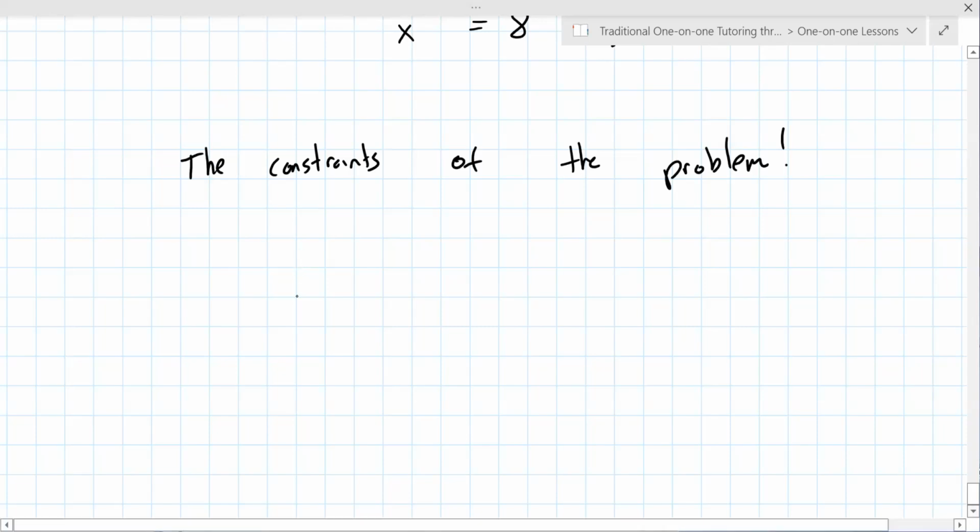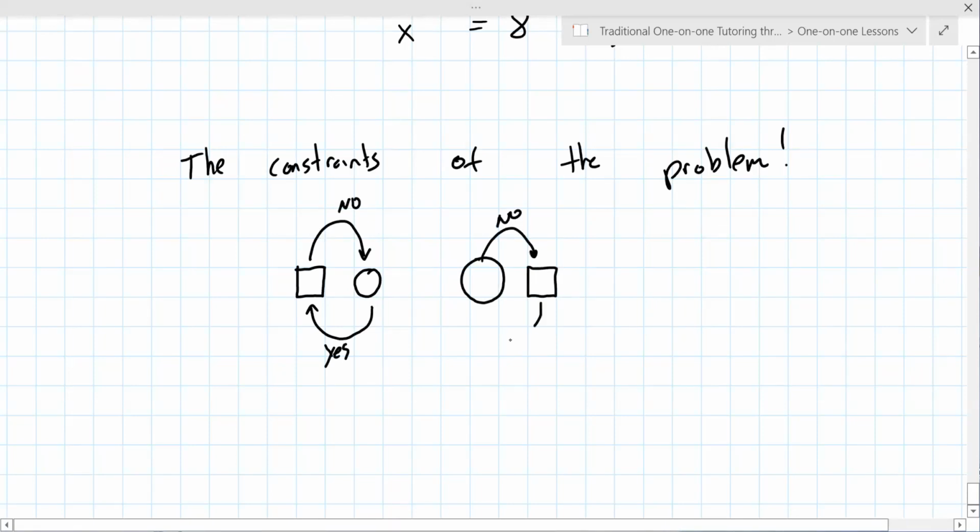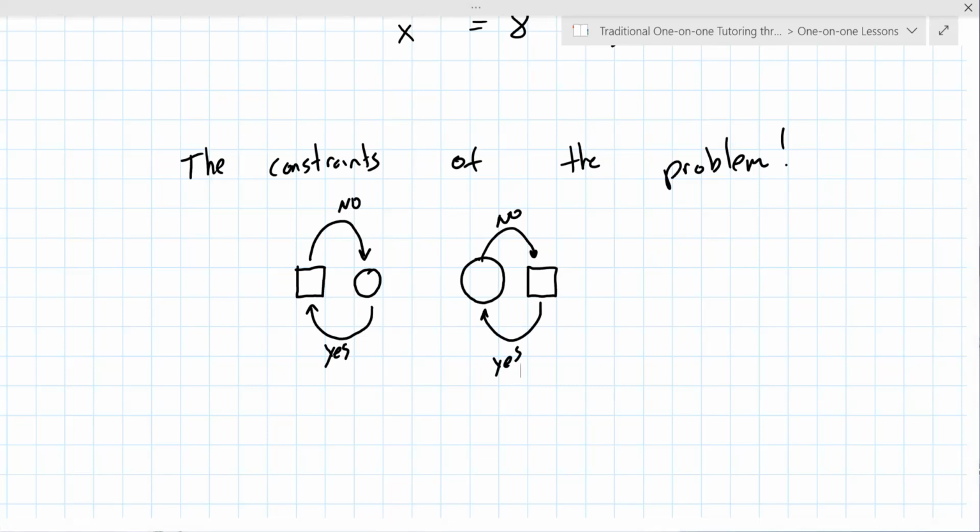And on a much more simple level, imagine you have a square peg and a round hole. Can that go in there? No. But this is a no, but this is a yes. And if our circle's a little bit different, all of a sudden, this is no, and this is yes. So it all depends on the constraints of the problem you're facing.